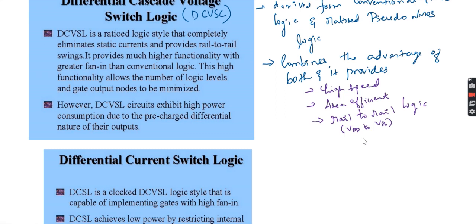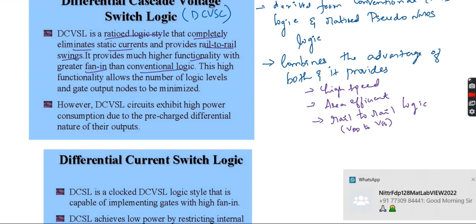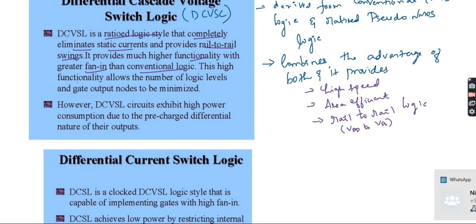Okay, so now DCVSL is a ratio logic. As I mentioned already, it is a ratio logic style that completely eliminates the static current and provides rail to rail swings, which means it provides the range of voltage from VDD to VSS. Then it provides much higher functionality with great fan-in than the conventional logic. We can use more fan-in with the help of these logic circuits.